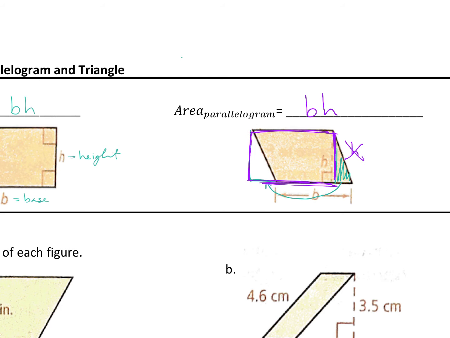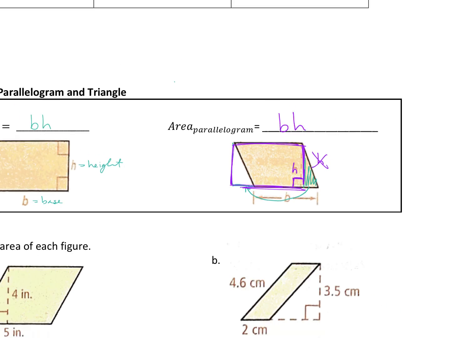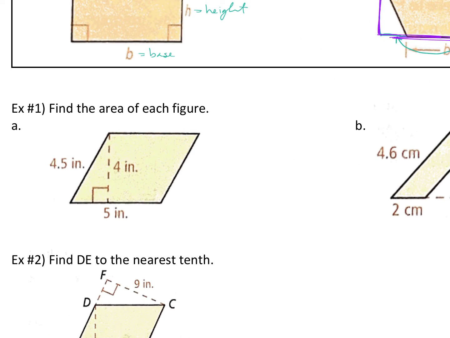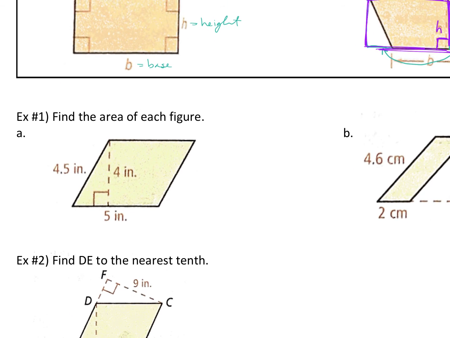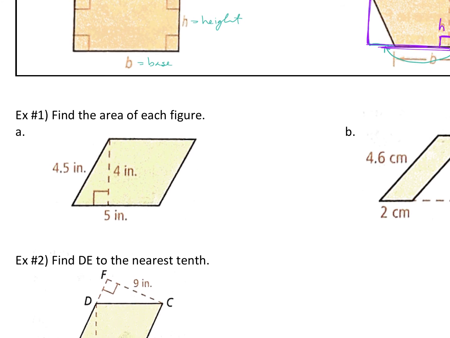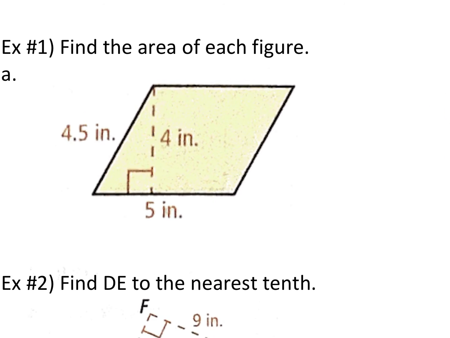The height has to be perpendicular, okay? So H has to be the perpendicular, and then it makes this perfect rectangle again, base times height, okay? So parallelogram or rectangle, doesn't matter. You're going to use the same formula. So we're going to do a little bit of finding area. We're not even going to find the area of a rectangle. The only reason I show you the area of a rectangle here is to get you to the area of a parallelogram. So take a look at this.